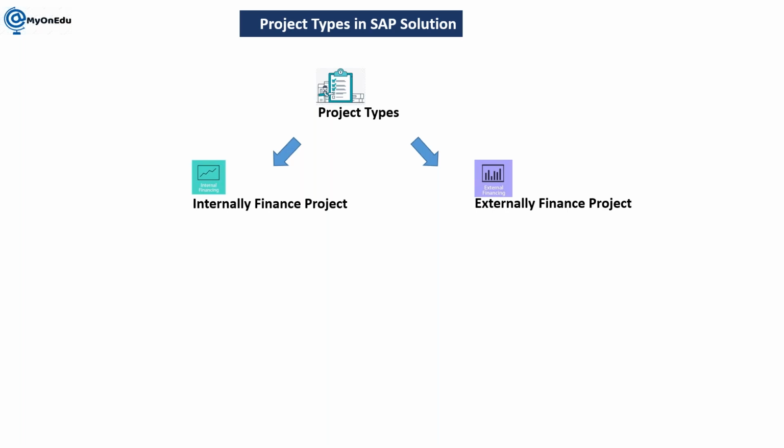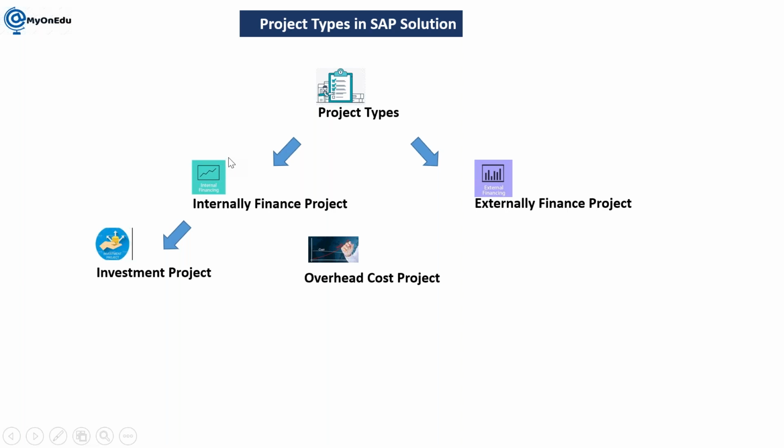Let's say you are a manufacturing company, and by understanding the market requirement and the client's requirement, you want to enhance the manufacturing capability, or upgrade your system. So you want to construct a new plant. This is a capital project. Or if you want to install a machine to enhance the capability of production, in that case also it is an internally financed project or capital project. Within internally financed projects, we have two types: first is the investment project, another is the overhead cost project.